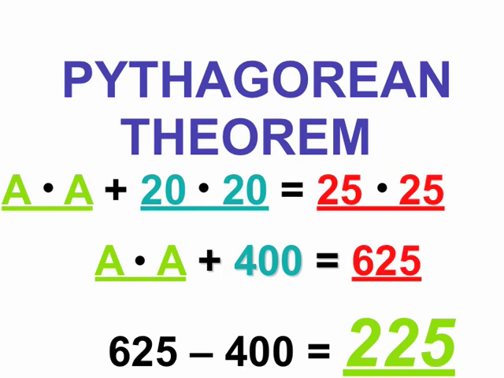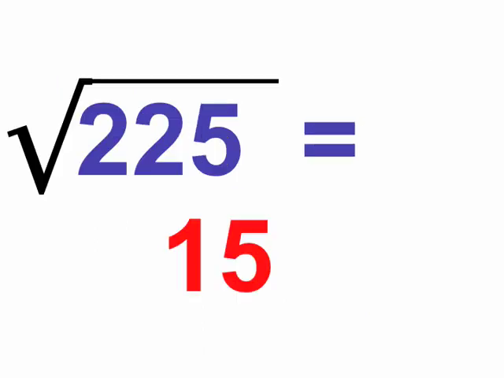So notice, 25 times 25 gave me 625 on the right hand side. On the left, B, 20 times 20 gave me 400. I have to take the C squared value, which is 625, minus the B squared value, which is 400, and get 225. Notice I color coded them for you. 225 is the value of A times A. My last step in the Pythagorean Theorem is to take the square root, and the square root of 225 gives me 15.